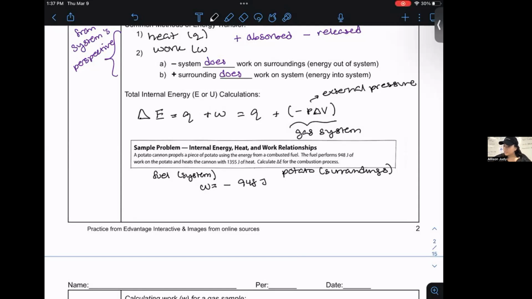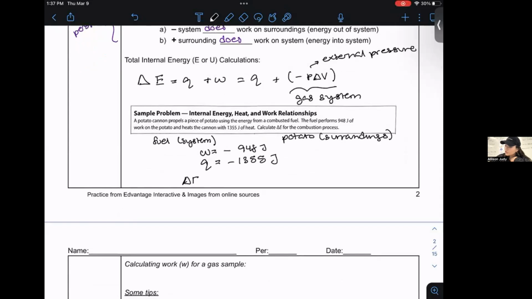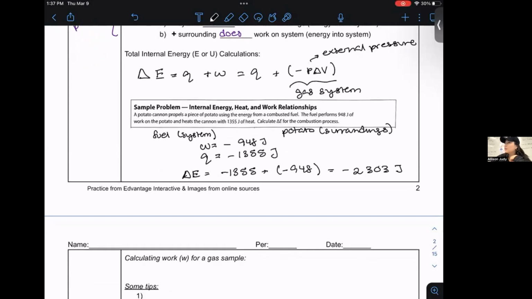Okay. So, from the system's perspective, we see that it releases 1,355 joules. So it's negative heat release from the fuel system's perspective. So then our total internal energy is Q plus W, giving us a value of negative 2,303 joules. Okay. The biggest trick with these problems is getting the right sign. And honestly, I don't see too many of these. I think that might be an MCQ, if that.